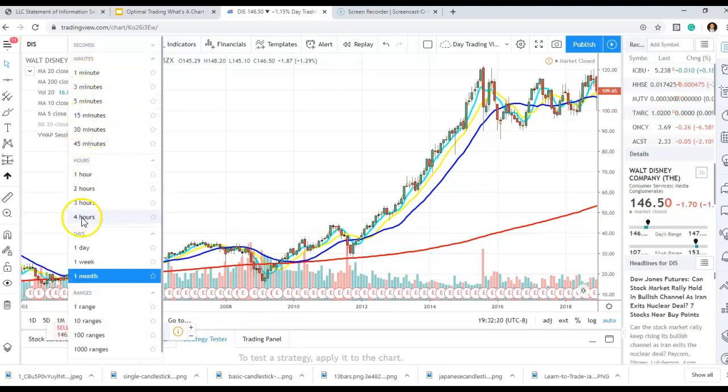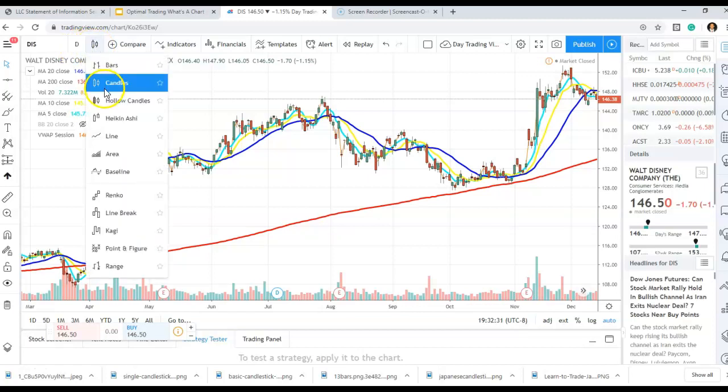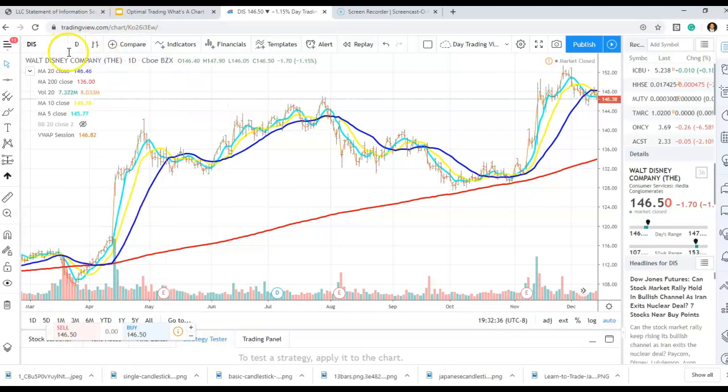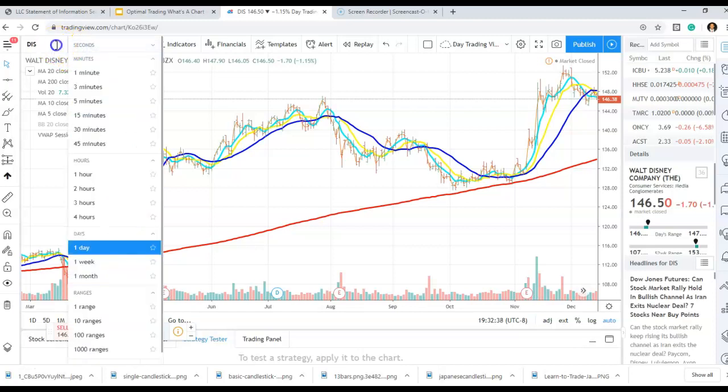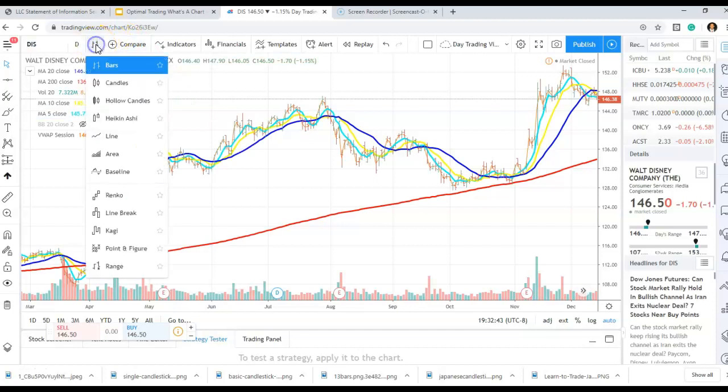Okay, I want to go back to 1 day. Now we have here the time frame. This is how you change it. If I wanted to change to a bar chart, I do that and it changes it, right? You see how that works? Oops, not that one. Look at me, I'm screwing it up. There we go. These are the different types of charts. Some of these charts, I didn't mention them because they're just not needed, right?